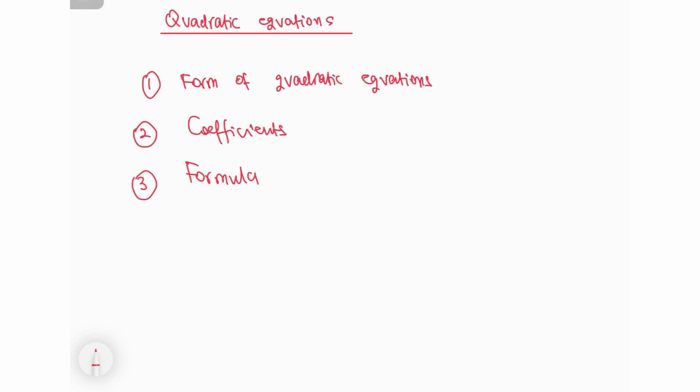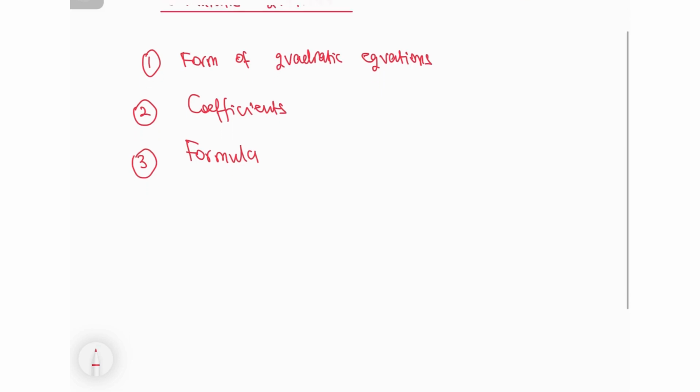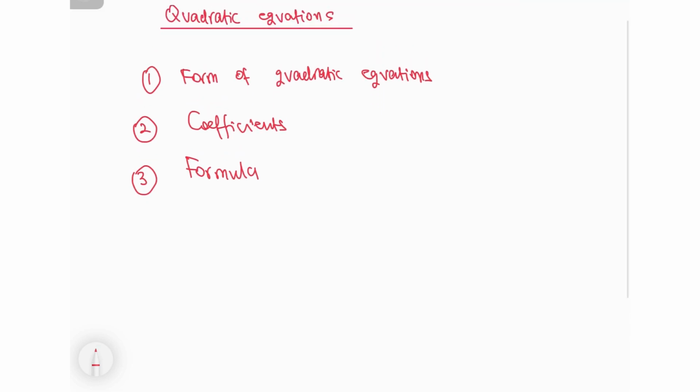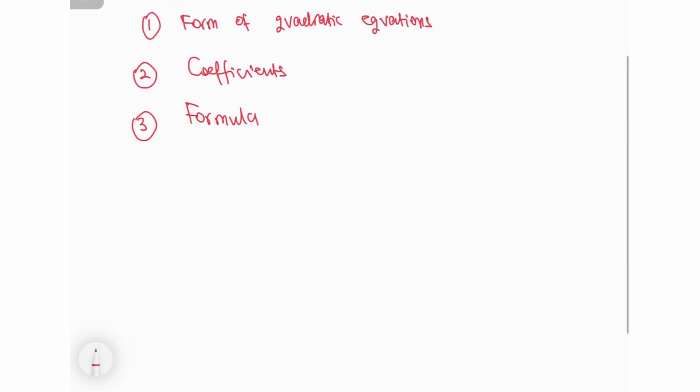Okay, hello everyone. In this video I'm going to present some basic facts about quadratic equations, and we are going to cover the following three key points. The first one is the form of a quadratic equation. The second one is what coefficients are, meaning coefficients of quadratic expressions. And the third is the formula, and we will see why coefficients are important. So let us go to the first one.